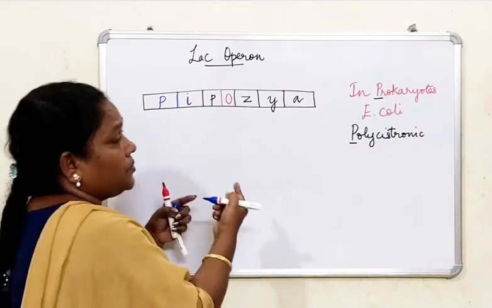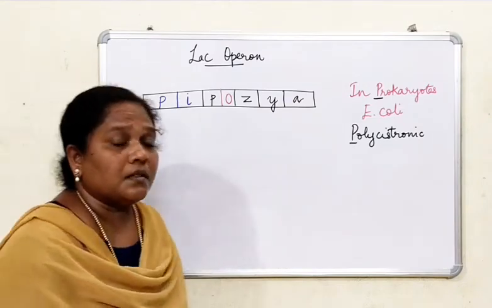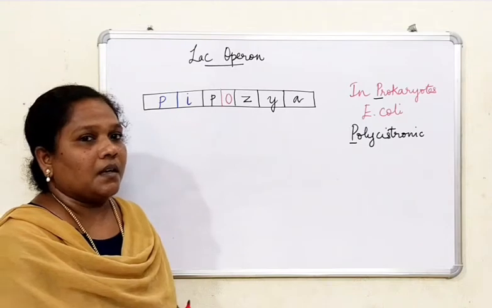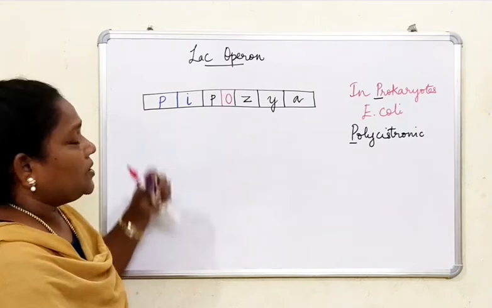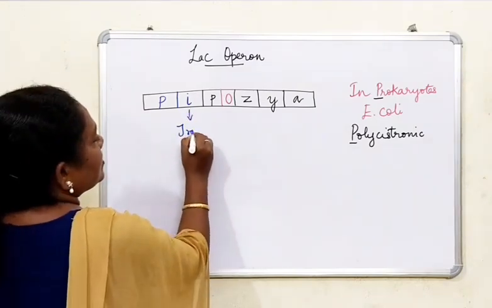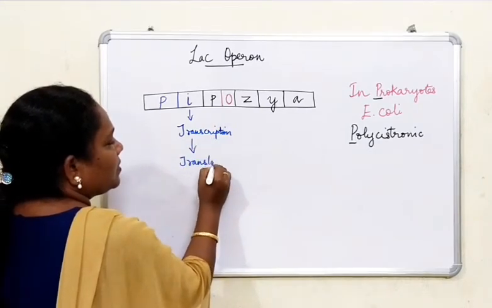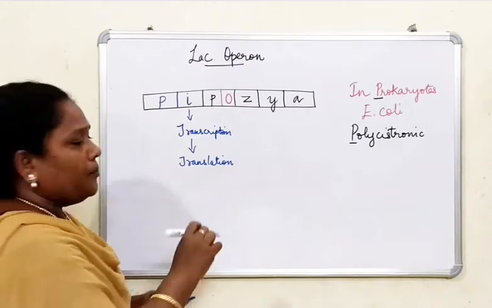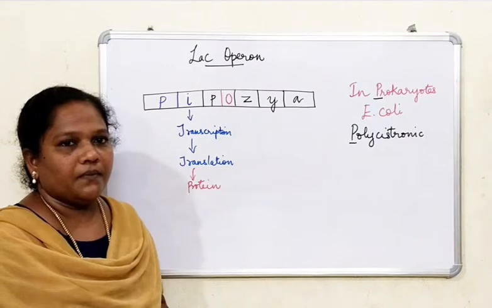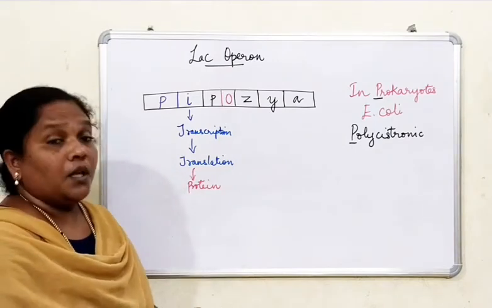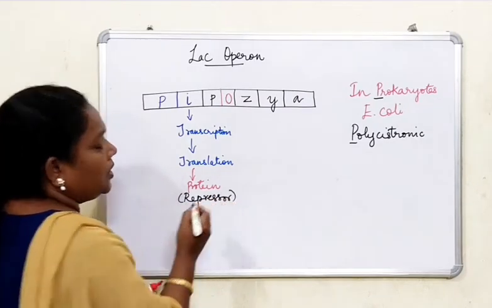If the transcription have to take place, or if the gene has to function, first, what did you learn in central dogma of protein synthesis? Transcription and then translation, so that a particular protein will be synthesized. So if the I gene is transcribed, what happens here? Transcription have to take place, followed by what? Translation. So if translation take place, protein will be synthesized, right? Protein will be synthesized here. So what is this protein called as? You call that to be repressor protein. What do you call that as? Repressor protein.